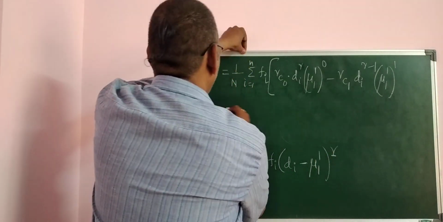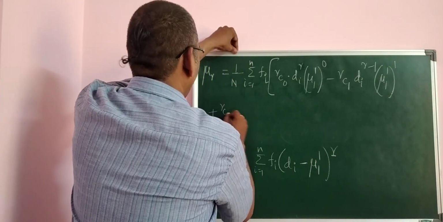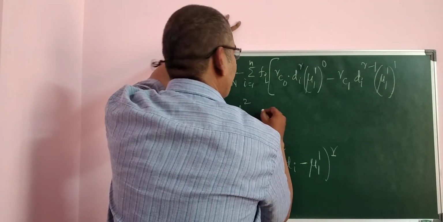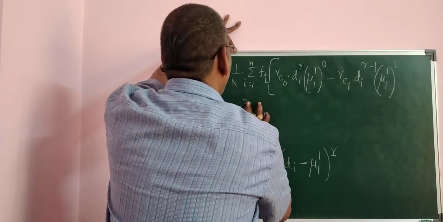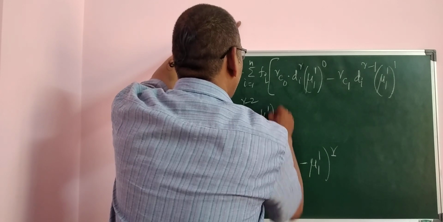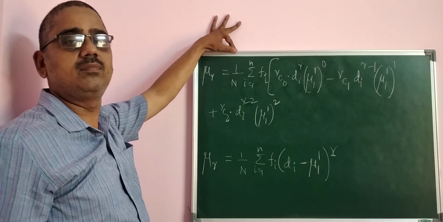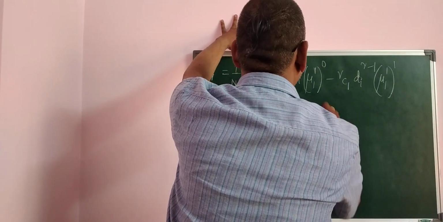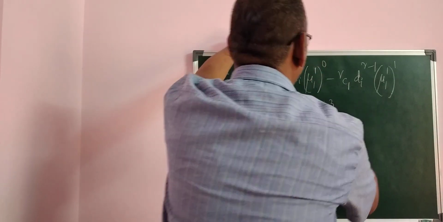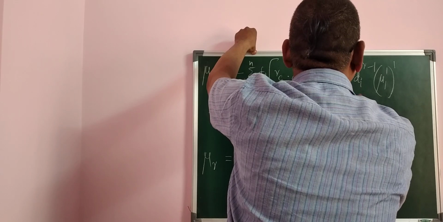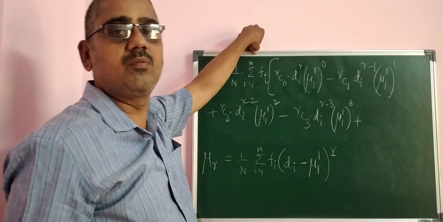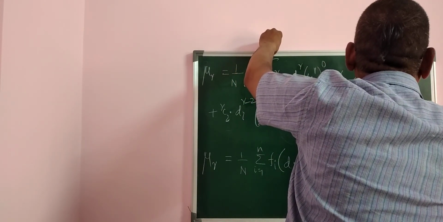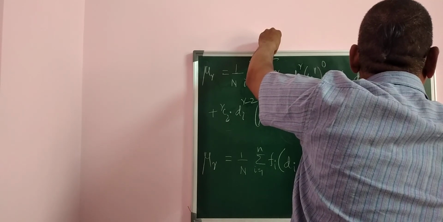Okay, plus rC2, I'm writing here, plus rC2 multiplied by d_i^(r-2) and μ1' whole square. That is the next term. And again minus rC3 multiplied by d_i^(r-3) multiplied by μ1' whole cube. Okay, that is the next term. Plus rC4 into d_i^(r-4) and μ1' whole power 4.